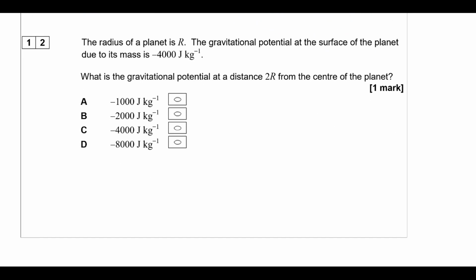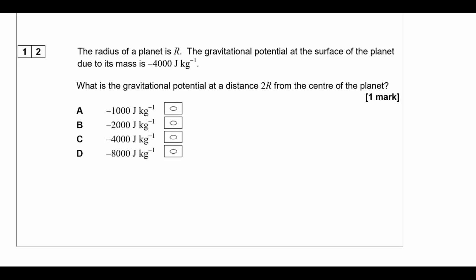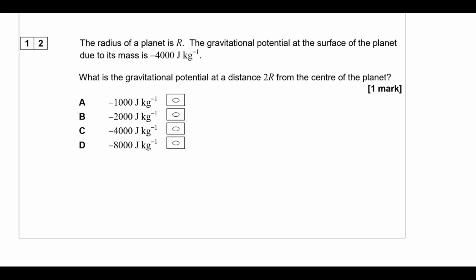Okay, so the radius of a planet is r. The gravitational potential at the surface of the planet due to its mass is minus 4,000 joules per kilogram. What is the gravitational potential at a distance of 2r from the center of mass? So you should know that potential varies with an inversely proportional relationship to distance. So doubling the distance should halve the potential. So that's going to give you an answer of minus 2,000.